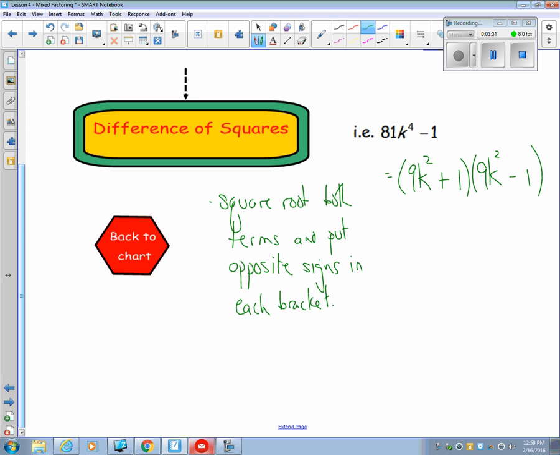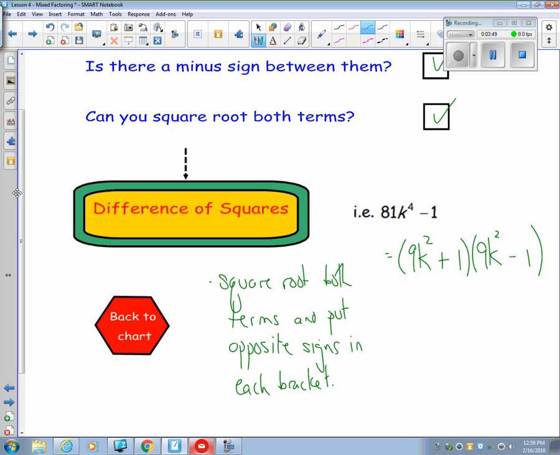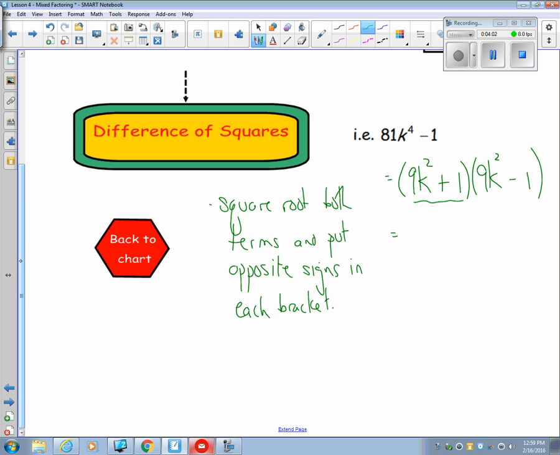And then I check my brackets. Can I go further? Okay. I got an even exponent. That means I can maybe go further. I check out my first bracket. 2 terms. Sounds like a difference of squares. But there's a plus sign. Rule number 1 said there must be a minus sign between them. So I can't go any further with this bracket. This bracket right here is done. The second one, 2 terms. Minus sign between them. I can square root both things. This bracket can go further. What this can look like is a second difference of squares.